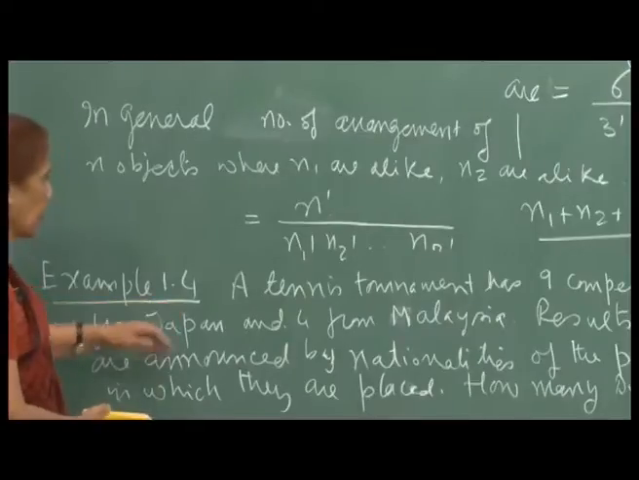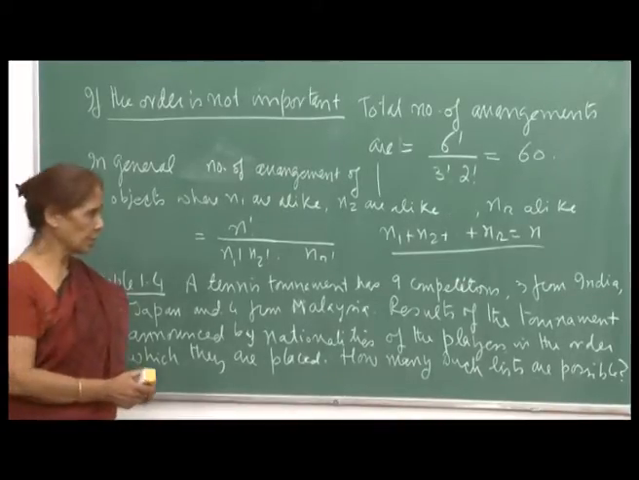Now, let us look at this example. A tennis tournament has 9 competitors. Okay.